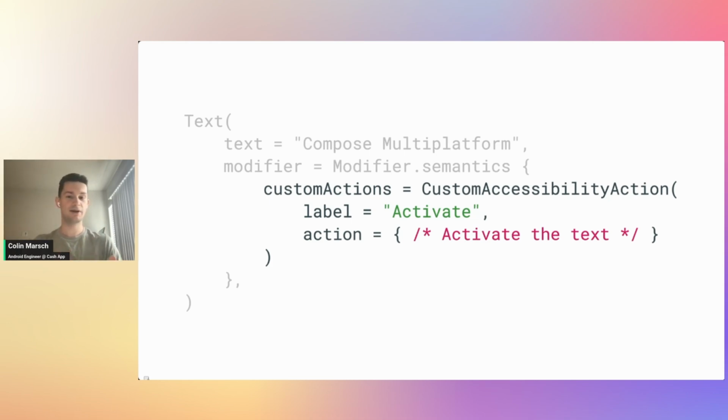I do want to mention now that the custom actions value we're setting here is part of the semantics modifier on the text composable. This is something that is very standard among many of these accessibility features. If you noticed on the previous slides as well, those were using the semantics modifier for those cases too, even though I didn't mention it on those slides.